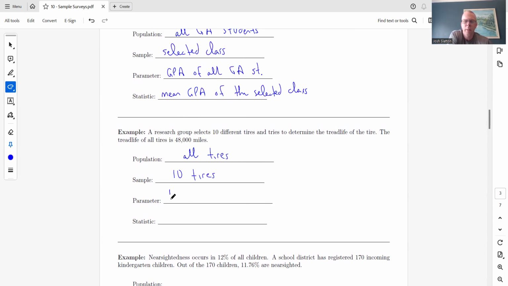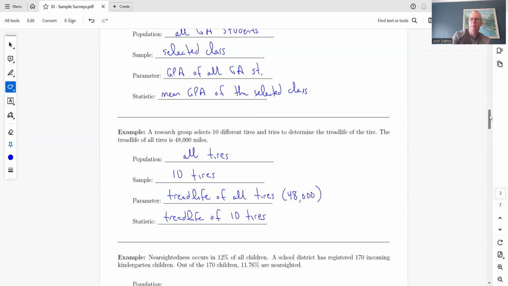The parameter would be the tread life. And probably we could say average tread life of all tires. And then the statistic would be the tread life of the 10 tires. And we'll go back up and do it with this one also, but 48,000 miles, would that be a parameter or a statistic? So this is 48,000 is tread life of all tires, average tread life of all tires. So that would go with the parameter. So that comes from the population.